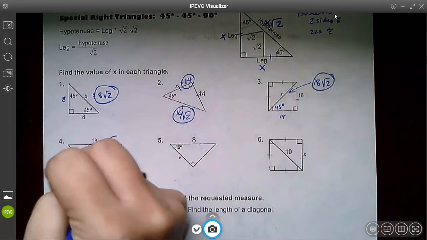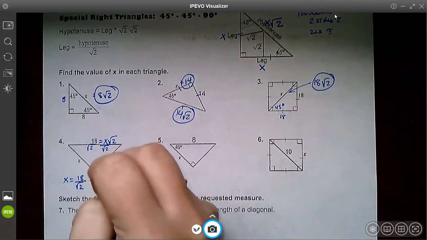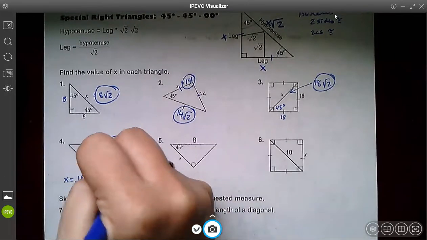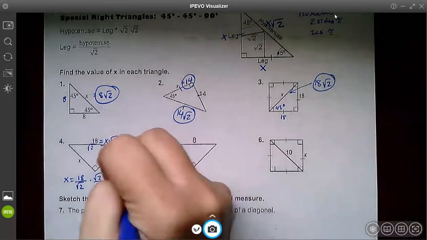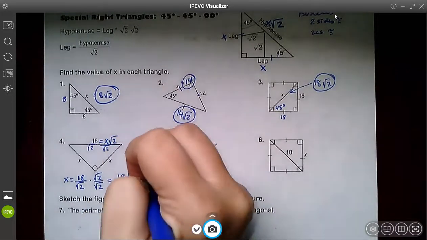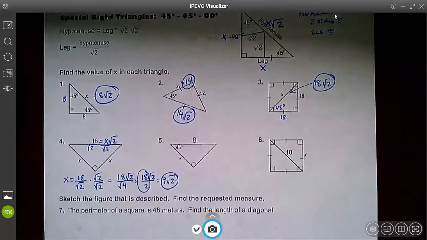Rationalize, so this time I'm multiplying by the square root of 2 over the square root of 2. I get 18 root 2 over 2 times 2 is 4, so that's the square root of 4. And the square root of 4 is 2. 18 divided by 2 is 9. So 9 root 2 for number 4.